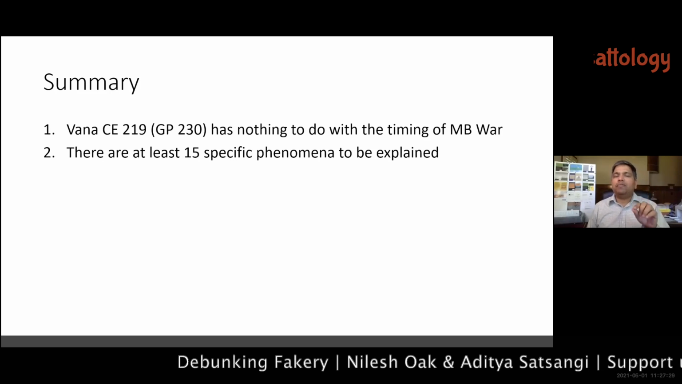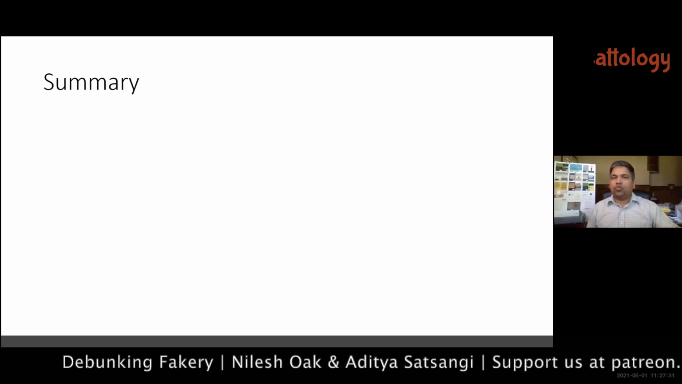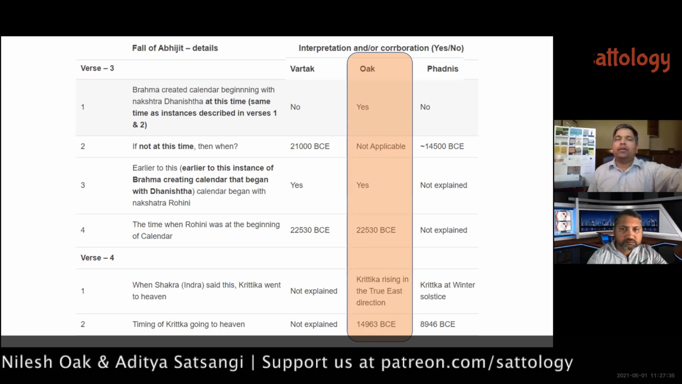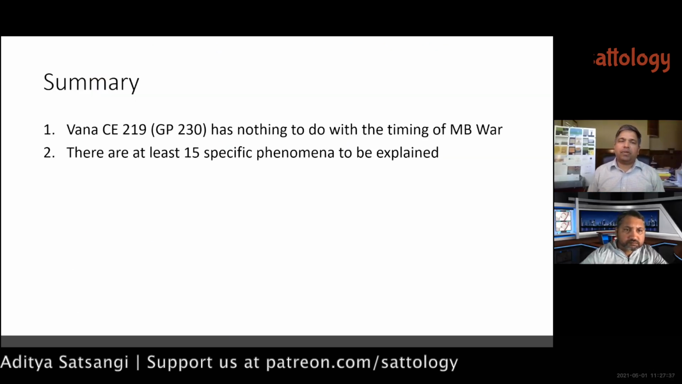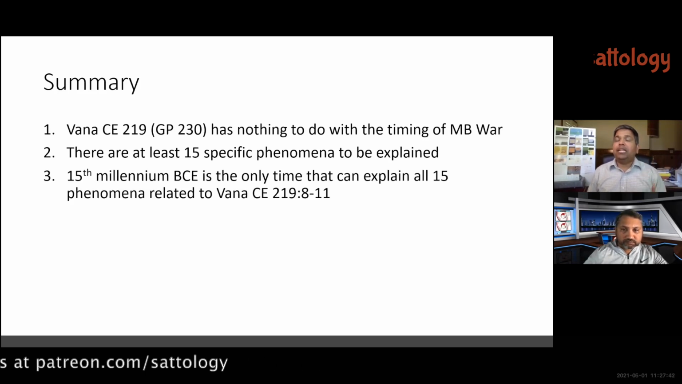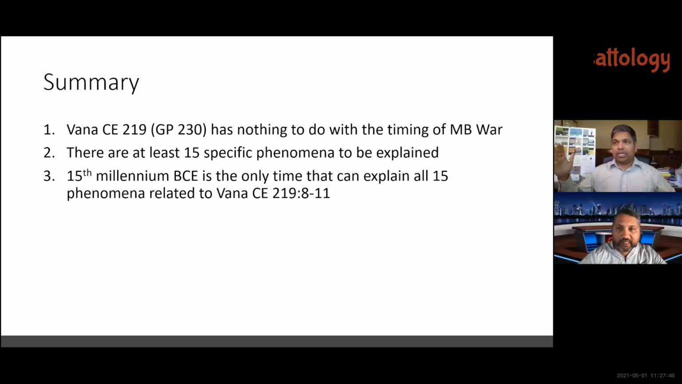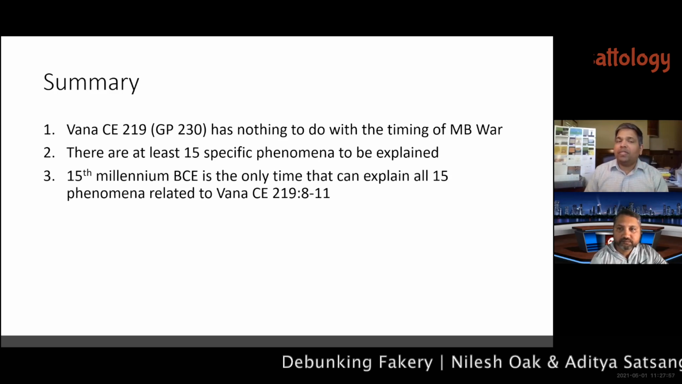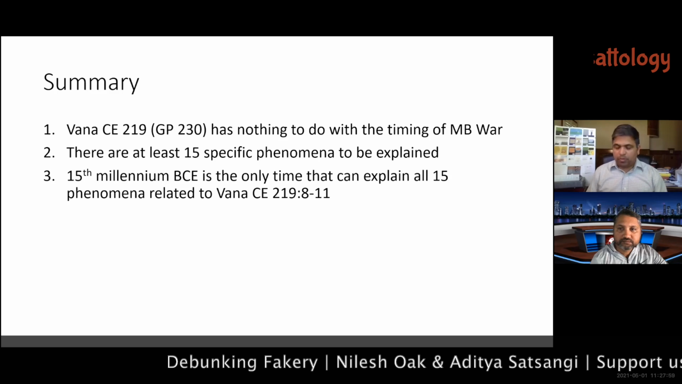There are at least 15 specific phenomena to be explained. So what are those 15? Just add them up for each verse: 4 here, 2 here, 5 there, and so on. Those are the 15 I'm referring to. At least 15 specific phenomena to be explained. 15th millennium BCE, broadly speaking, the whole 14,000 to 15,000. You can take an average of 14,500 BCE, but something like 14,600, 14,900. The 15th millennium BCE is the only time that can explain all 15 phenomena related to this Vana Parva.